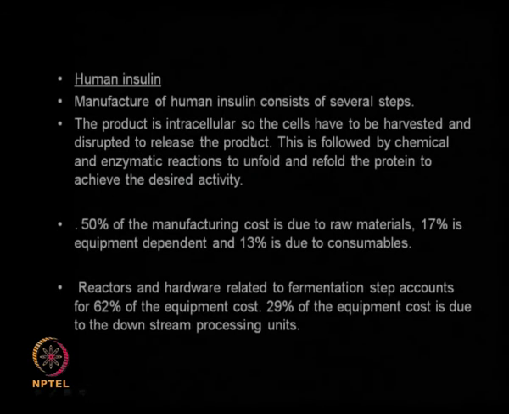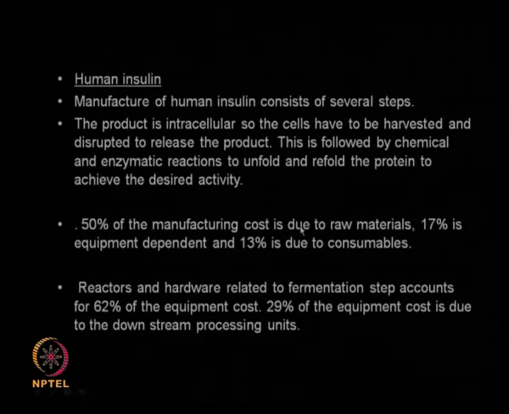Okay. So, once you get the intracellular product, that is not the insulin, you need to convert it into insulin, which is done through an enzymatic reaction. So, you need to unfold the protein and then again refold the protein, so that it achieves the desired performance. Now, then it becomes the actual insulin. So, there are certain enzymatic reactions that take place, which unfold as well as refold the protein, so that the desired activity is obtained.